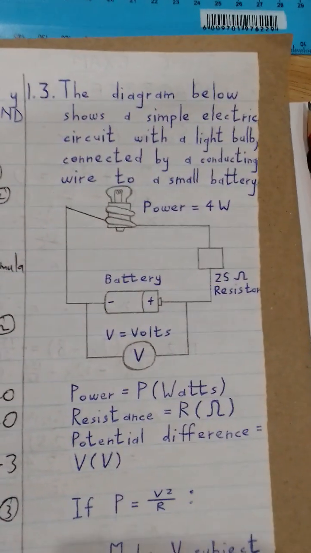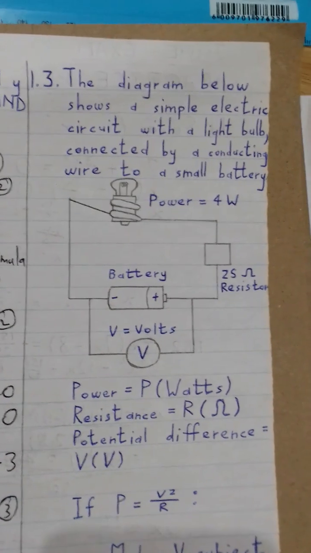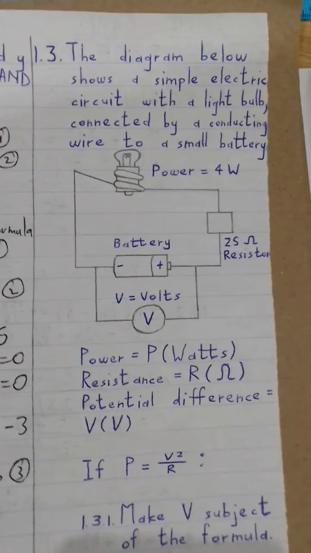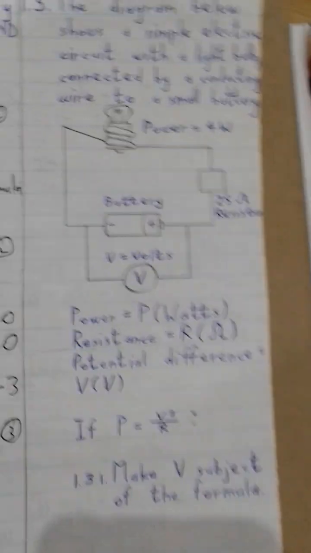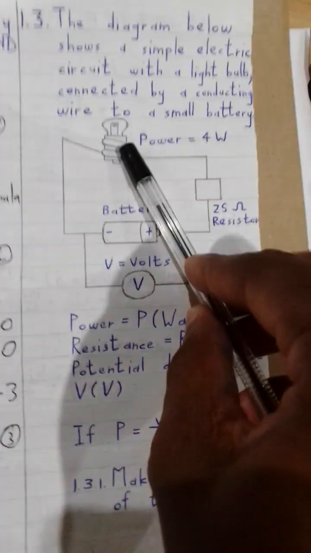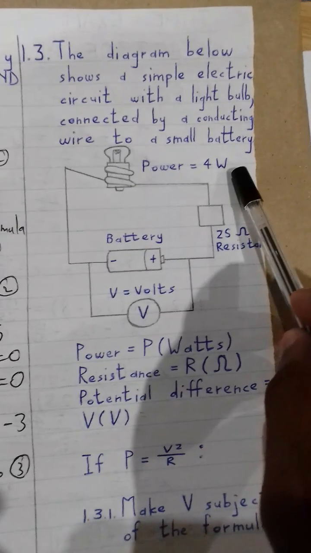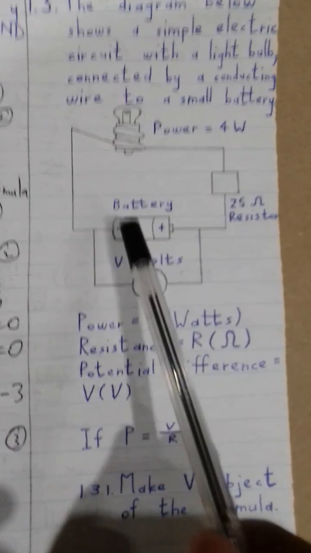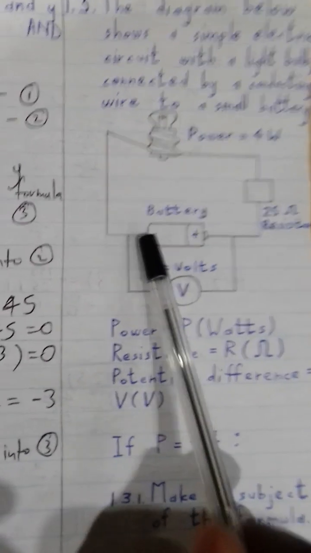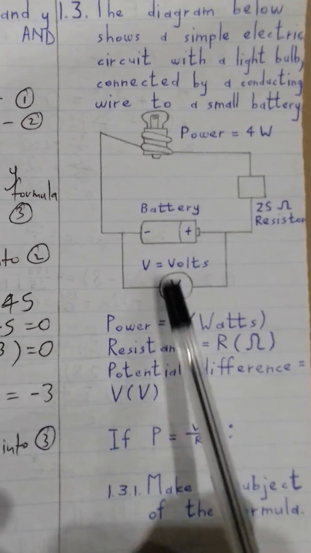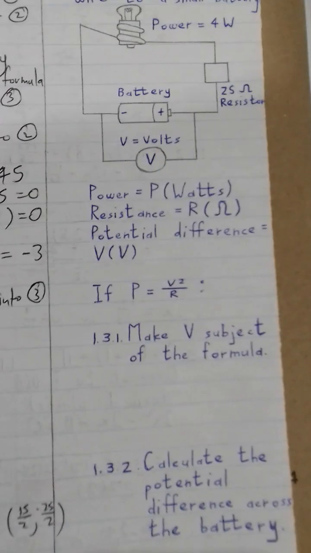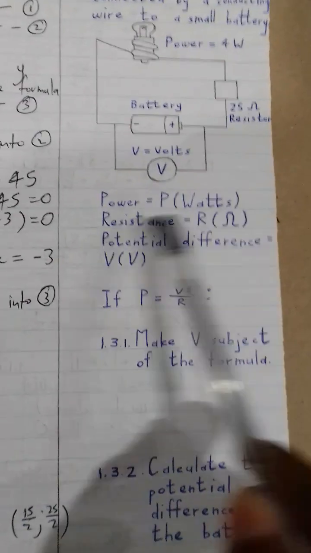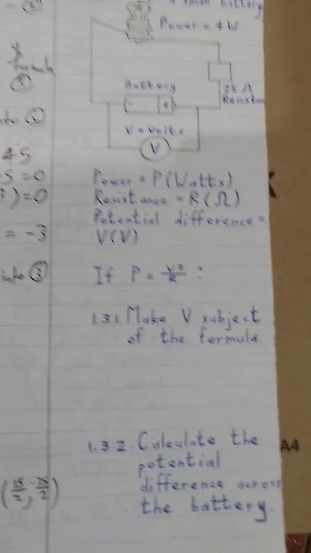So 1.3 states, the diagram below shows a simple electric circuit with a light bulb connected by a conducting wire to a small battery. Okay, so this is the light bulb or the lamp with a power rating of 4 watts. This is a 25 ohm resistor. And this is the battery, the power source, with positive and negative terminals. This is a voltmeter, and it measures volts. Now the units: power P is in watts, resistance R is in ohms, potential difference V is in volts. Okay, we are given the formula.